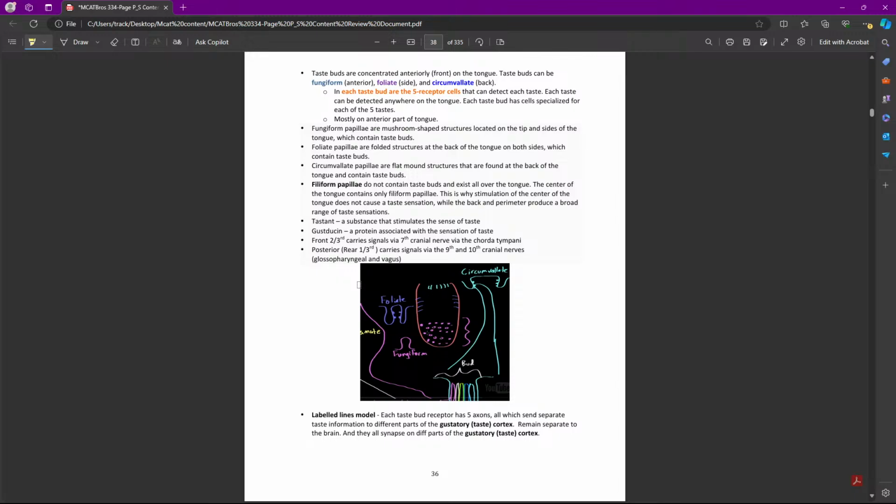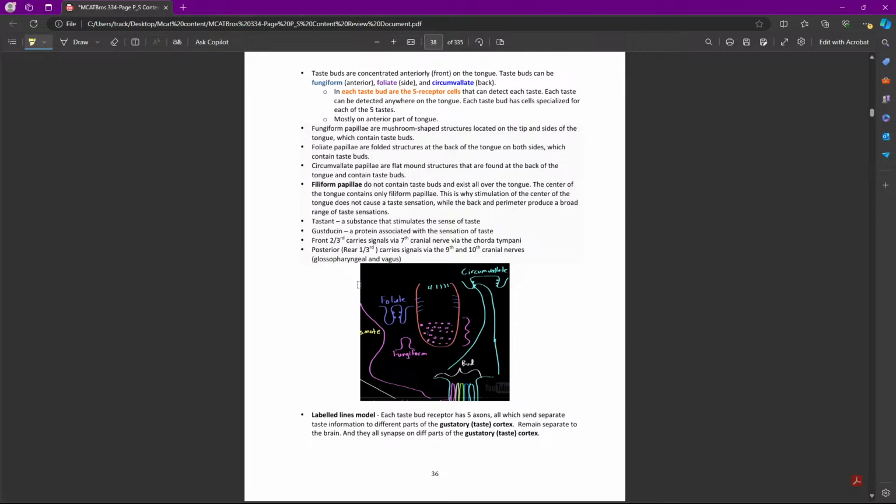So most are on the anterior part of the tongue. Fungiform papillae are mushroom-shaped structures located on the tip and sides of the tongue, which contain taste buds. Foliate papillae are folded structures on the back of the tongue, or on both sides, which contain taste buds. Circumvallate papillae are flat mound structures found on the back of the tongue and contain taste buds. Filiform papillae do not contain taste buds and exist all over the tongue.